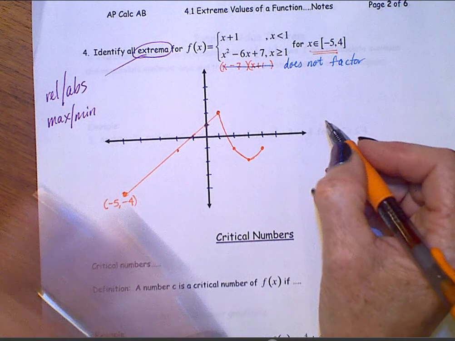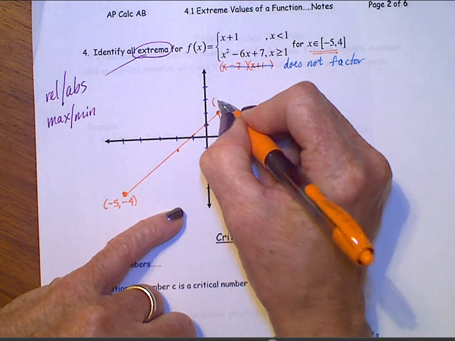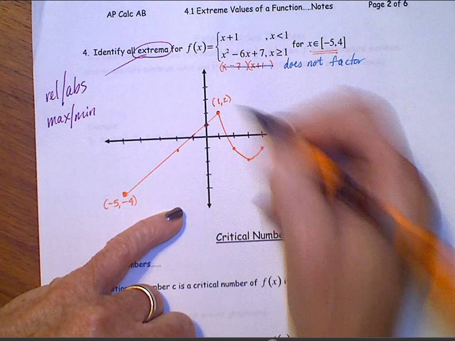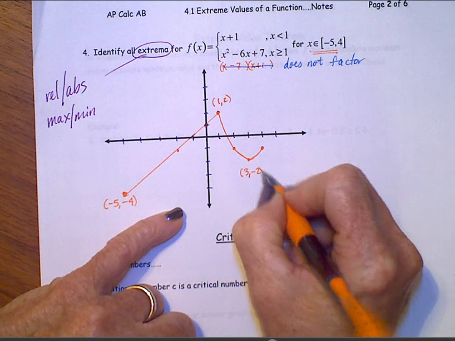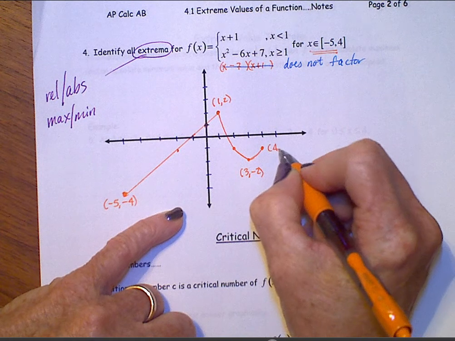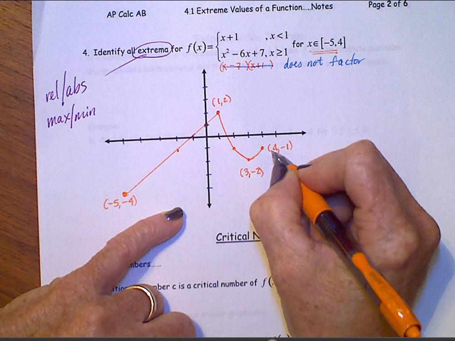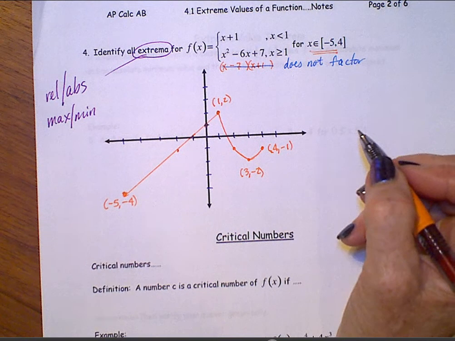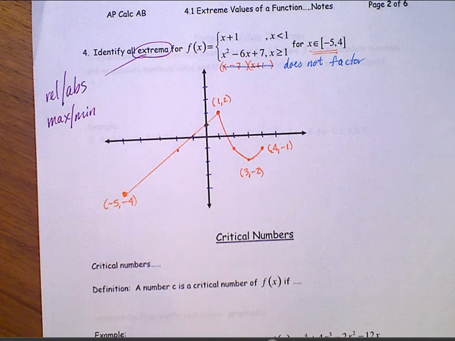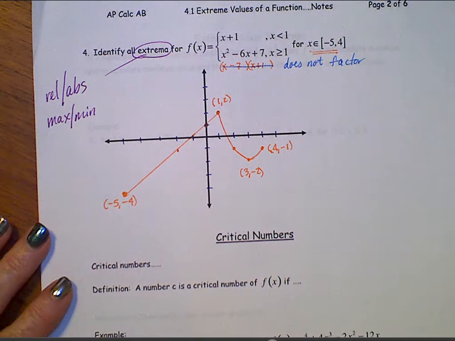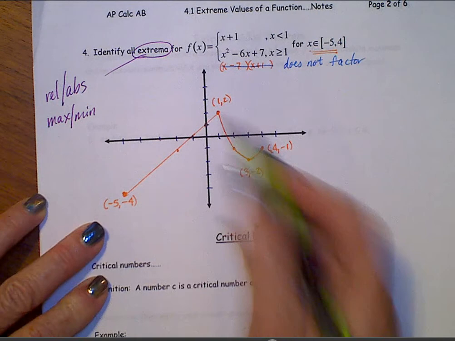I'm just going in and labeling some other points. This one up here is 1, 2. This point was 3, -2, and this one was 4, -1. Okay, looking at all of these points.